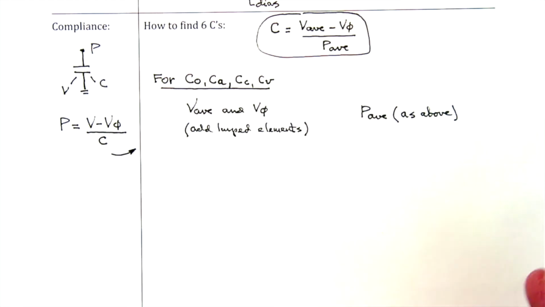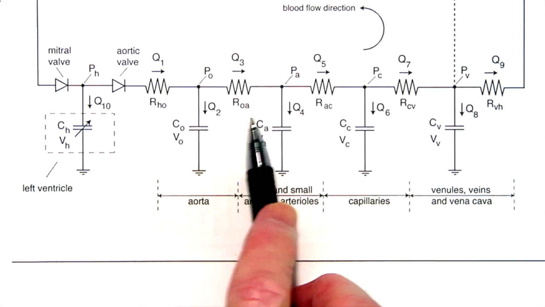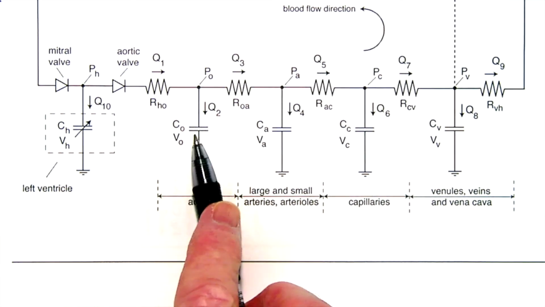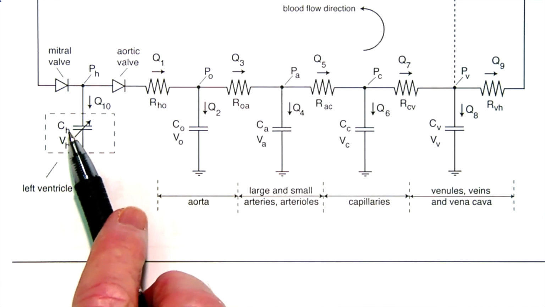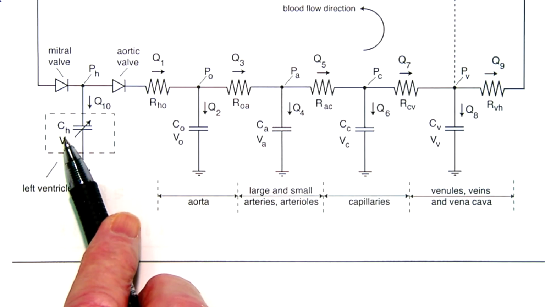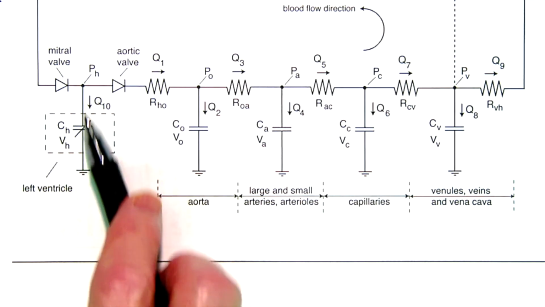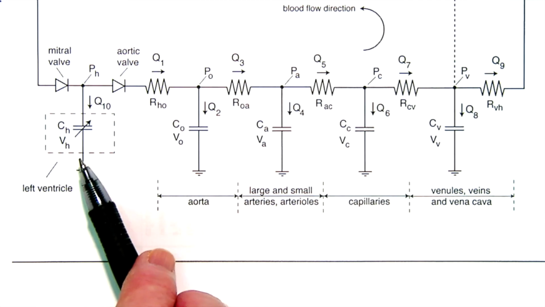Now for the next two compliances, that may cause you some wonder because if you look at the schematic, we only have 5 Windkessel elements here. So we only have 5 compliances. Where do the 6 values come from? Well, it turns out that C sub h, we always call it just C sub h, has 2 limits. It changes. It is the one compliance of all of them that varies during a cardiac cycle. That's what the arrow through it means.